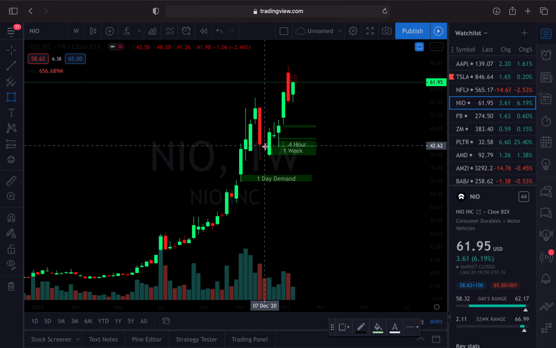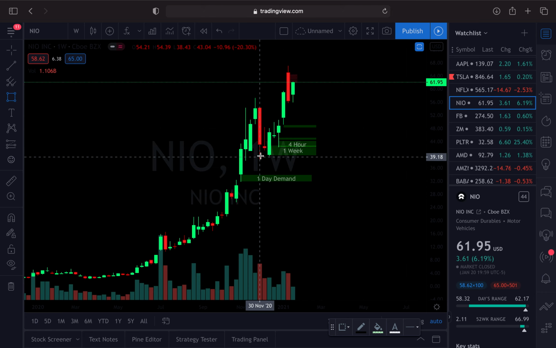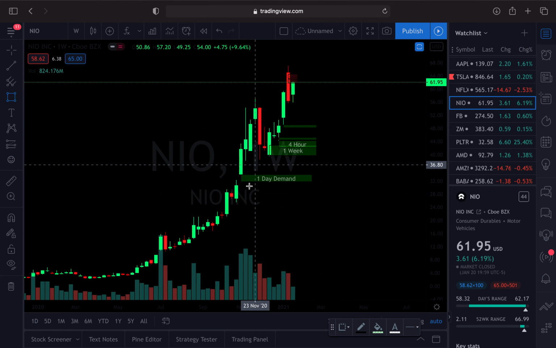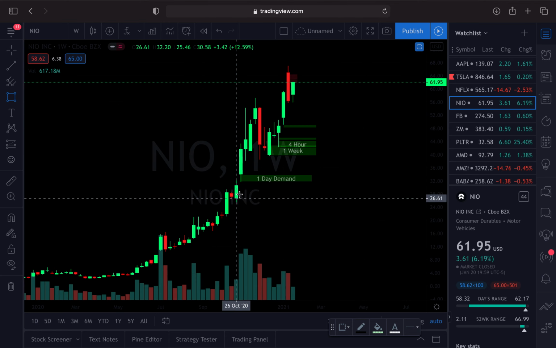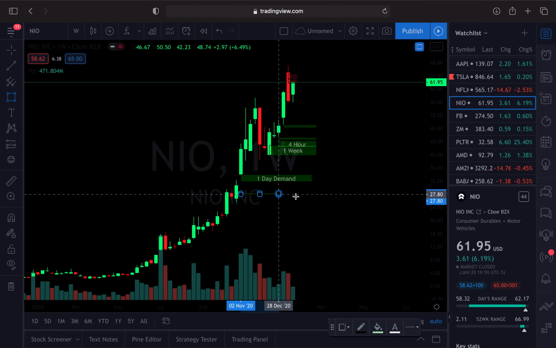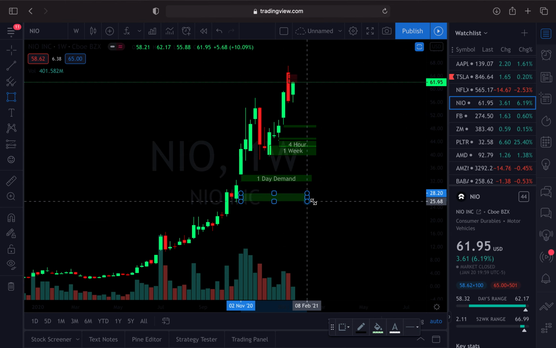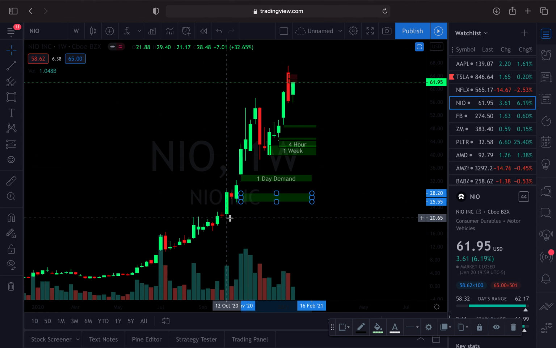I'm looking at this candle right now. So normally you take from the top of the body to the bottom of the wick, or vice versa. But since it's engulfing, you take from the top of the body to the bottom of this engulfing candle right here. Here's another engulfing right here. Take this all the way down. Here's another zone right here.